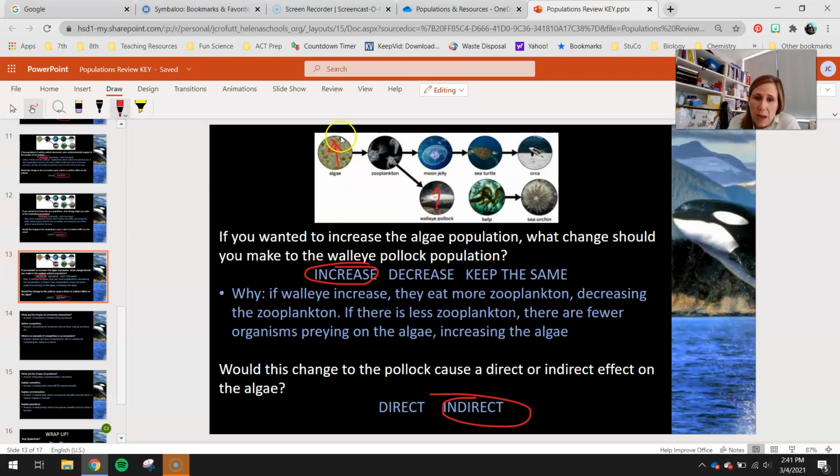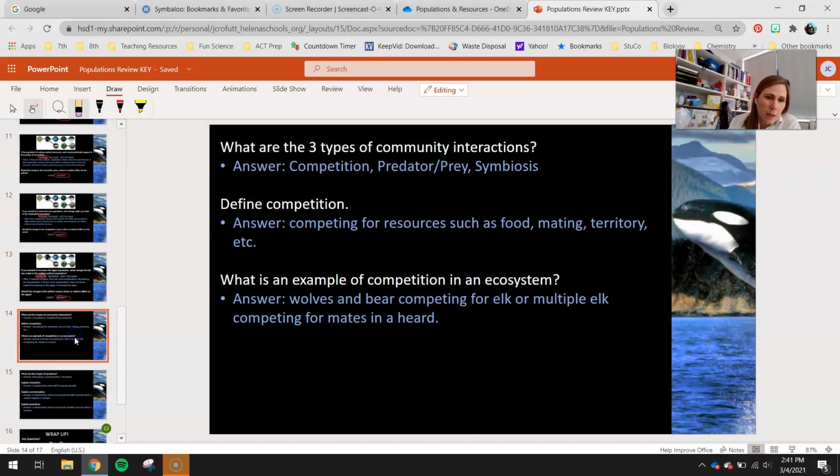Okay, so let's again work backwards. If we want to increase our algae, we need to have fewer organisms eating the algae, allowing fewer deaths, more births. So we would need to decrease our zooplankton. In order to decrease our zooplankton, though, we're going to have to increase our walleye pollock. If they increase, they will eat more zooplankton, and the zooplankton population will decrease. Then if there's less zooplankton eating the algae, that allows the algae to have fewer deaths and more births, and that will cause our algae to increase. And again, this is indirect. They're kind of fun to think about. I don't know if you guys enjoy doing a little investigative work, but I enjoy those.